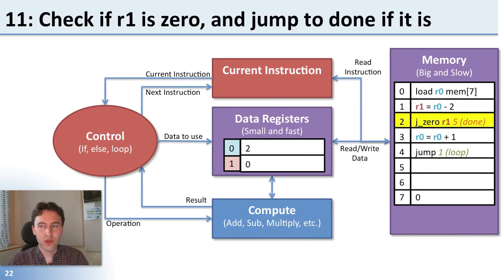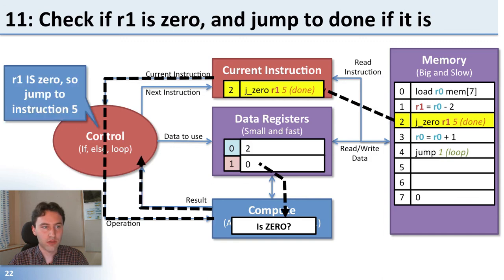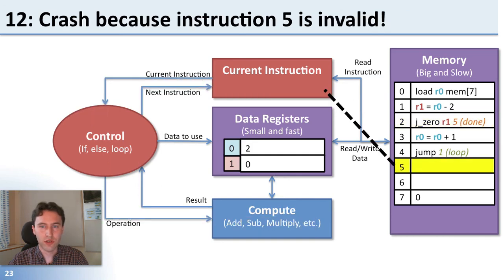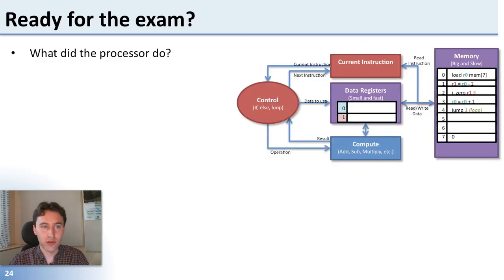Now we go on to our next instruction. Now our next instruction is jump if 0, R1. So we load the instruction, the control tells the compute what to do. The compute says, is this 0? It looks at R1, it sends back the result, and it is 0. So now we're going to jump to instruction 5 because we finished our loop. So our next instruction is now instruction 5. We load instruction 5, we go to the control, and we crash. And why do we crash? Well, because instruction 5 is invalid. We didn't have any code in here. But if we had code, now we'd be done with our code. So that's how you execute the loop.